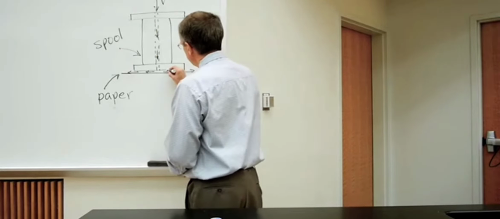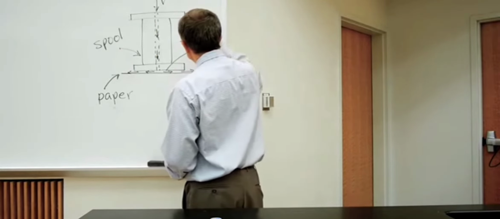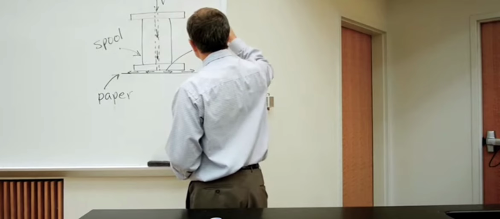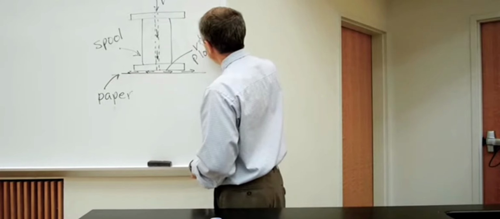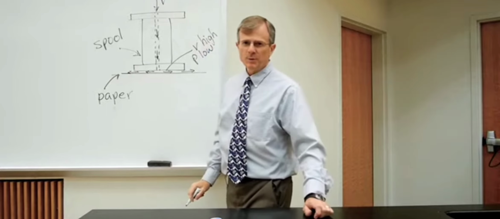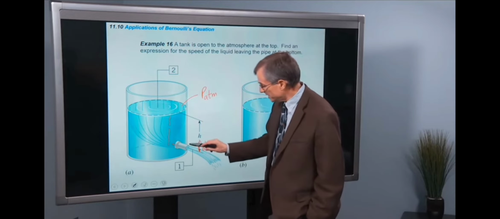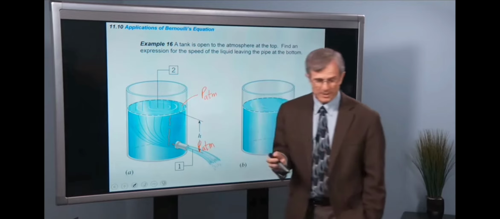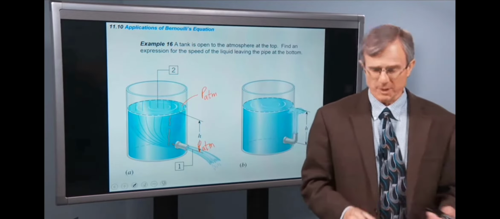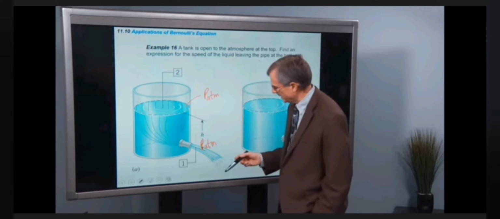Because the velocity is high here, the pressure must be low by Bernoulli's principle, because it's open to the atmosphere, and anything that's open to the atmosphere is at atmospheric pressure. We will go with this principle, that a fluid exiting a system will do so at atmospheric pressure.